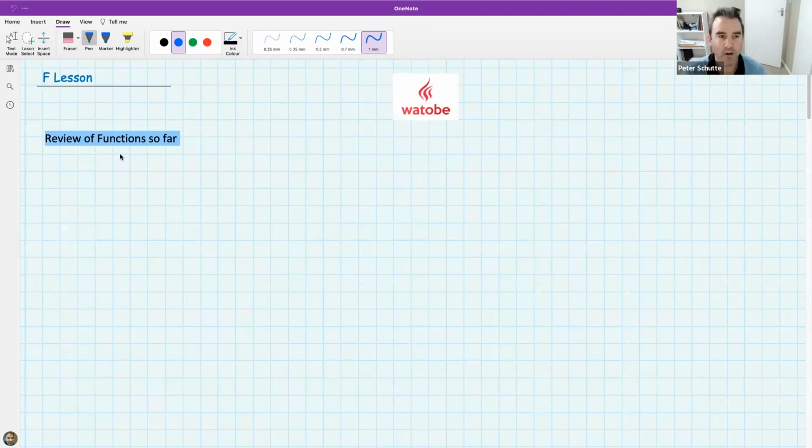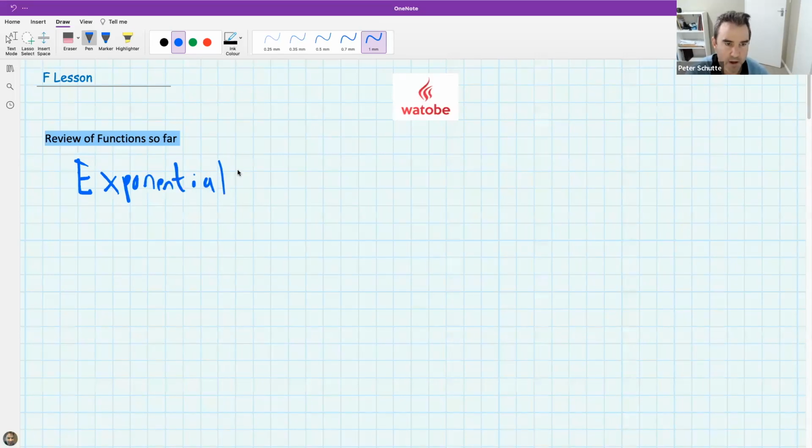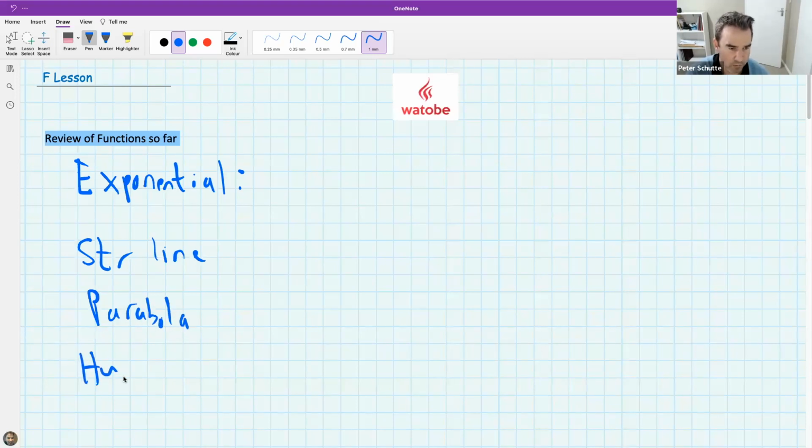This week, we are going to do a type of function called an exponential function. And we'll talk about what that looks like in a moment. But I just wanted to do a quick walk down memory lane to think about the functions we've done so far.